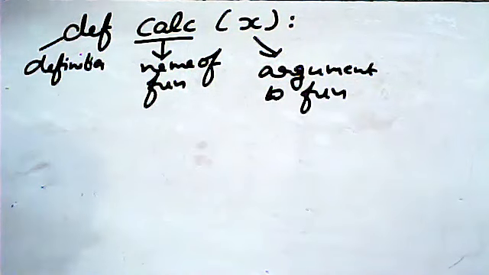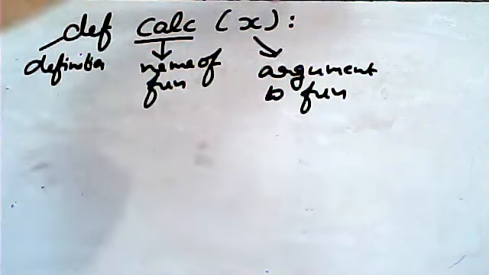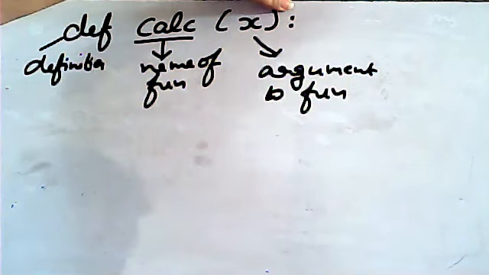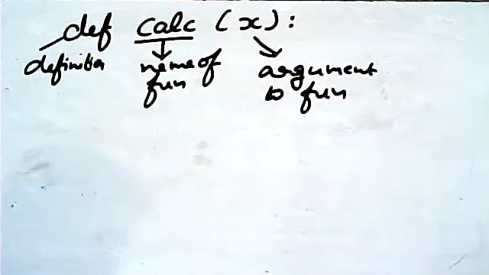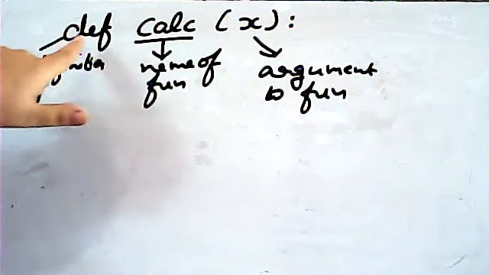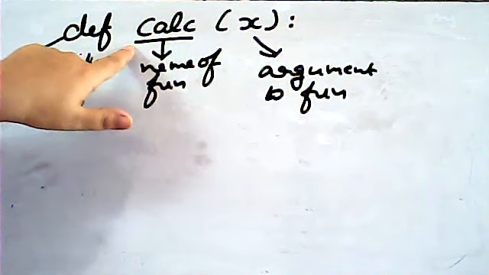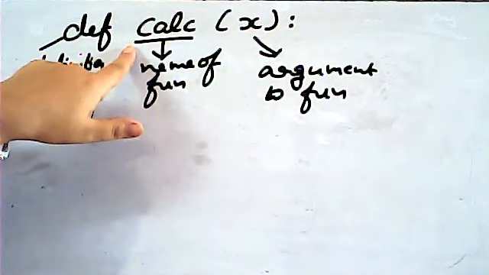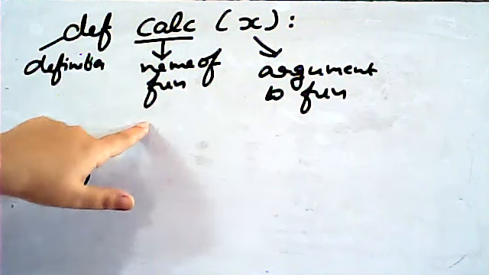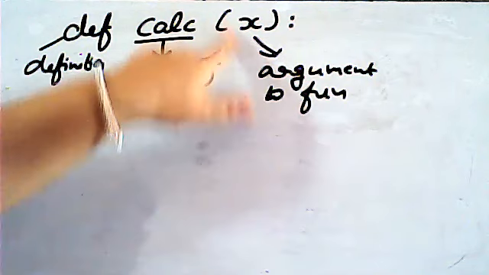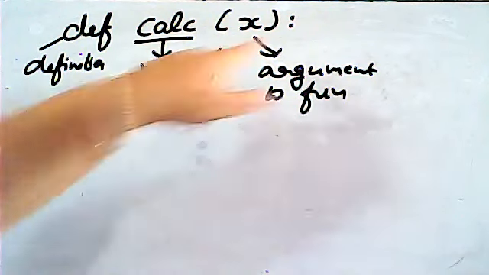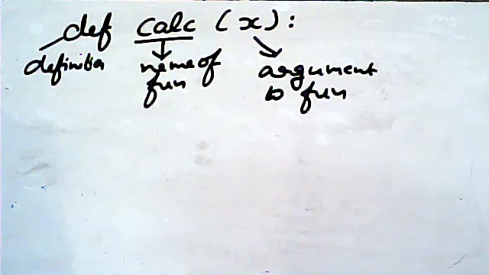And after this definition, we always have to put a colon here. If we do not put a colon, our syntax will be wrong. So very firstly, we write def, then whatever name of the function we want to make, we write that. Then in the brackets, we write the argument which we want to pass to this function, and after that, a colon. In this way, we make a definition.